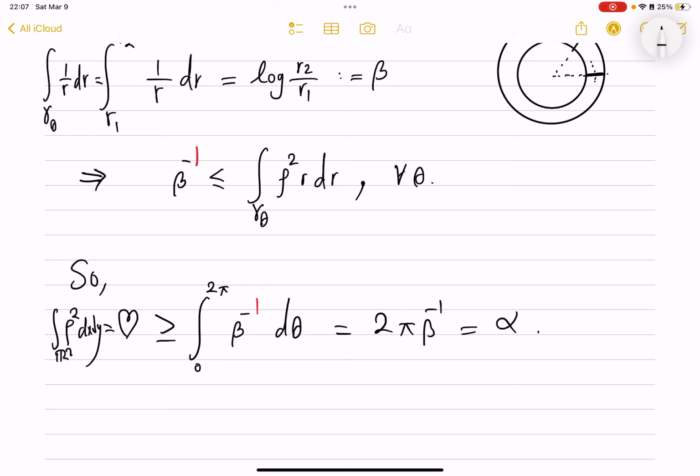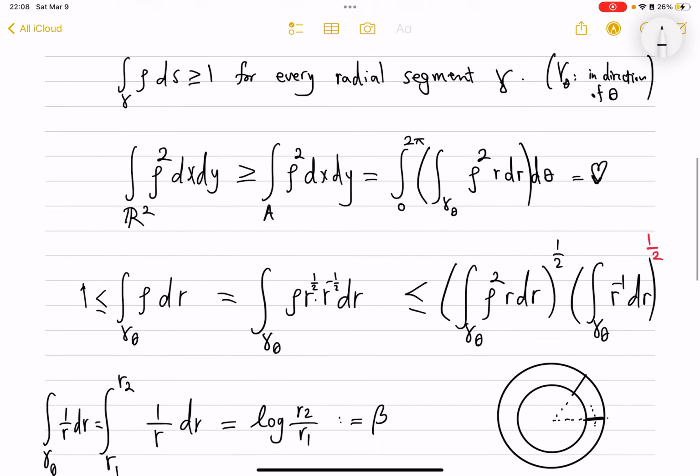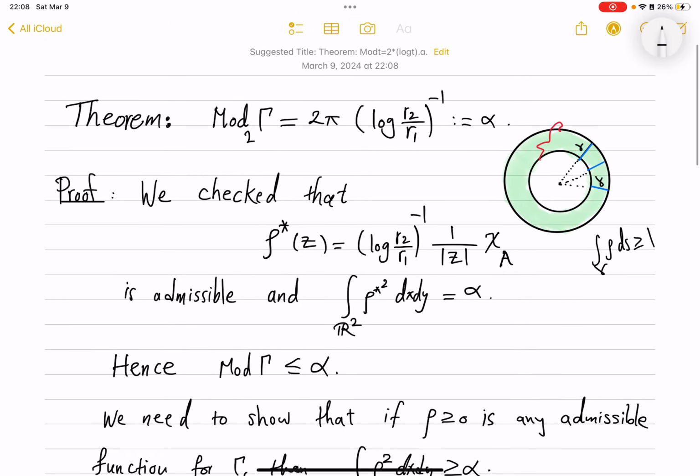So we have proven that if you start with any admissible function rho, its L2 integral is bigger than or equal to alpha. And thus the modulus 2 of gamma is at least alpha. And we've seen that it's less than alpha. We're done. Okay, so this is one of the most important facts about modulus in the complex plane.